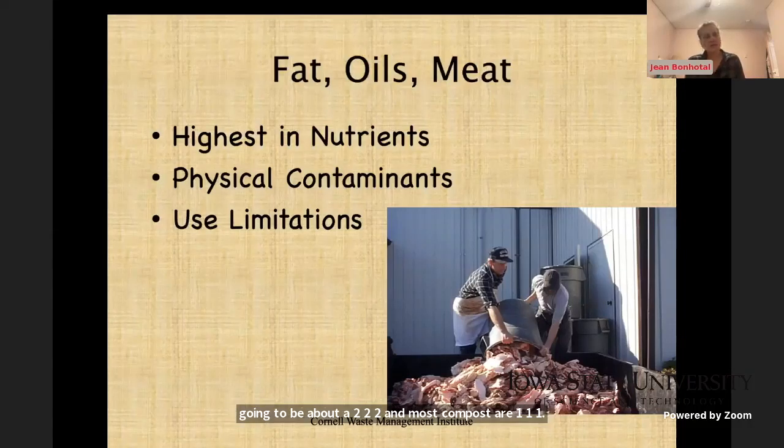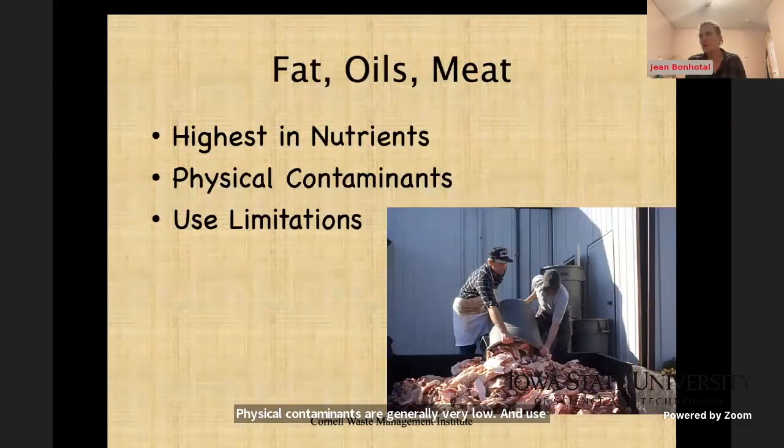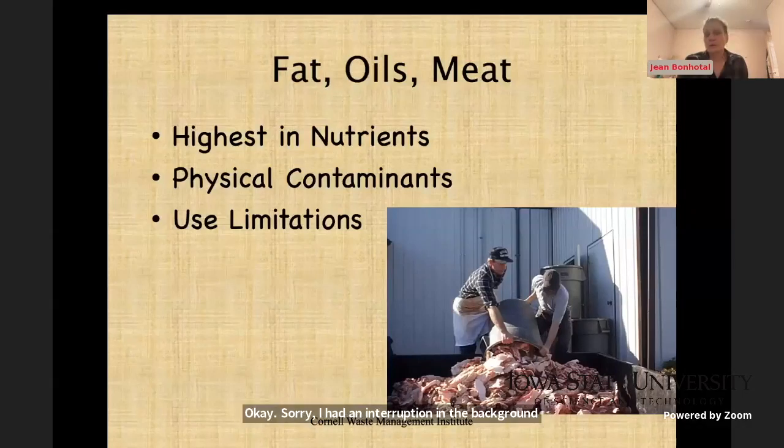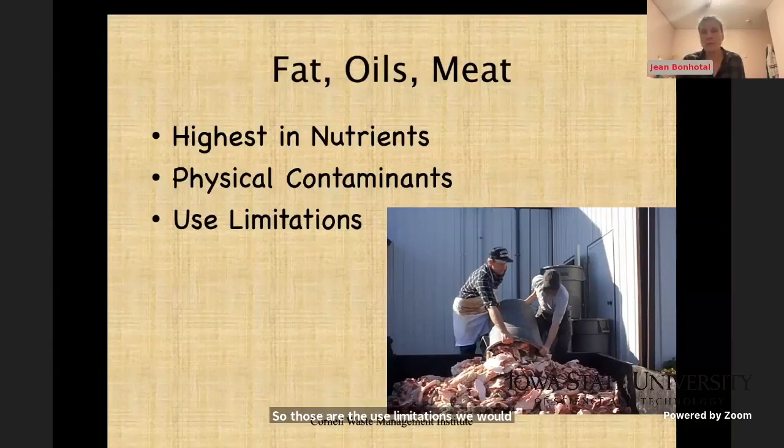Physical contaminants are generally very low, and use limitations, we don't really have much trouble with that. Use limitations are pretty low. When we are composting roadkill, we tend to use that wild animal compost right back on the side of the road. So those are the use limitations. We would use that roadkill compost right back on the roadsides to not have to worry about anything, but we kill all the pathogens in it.